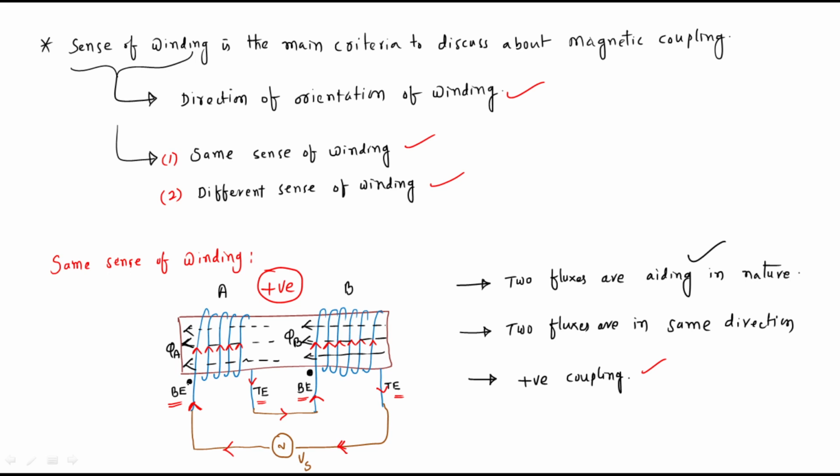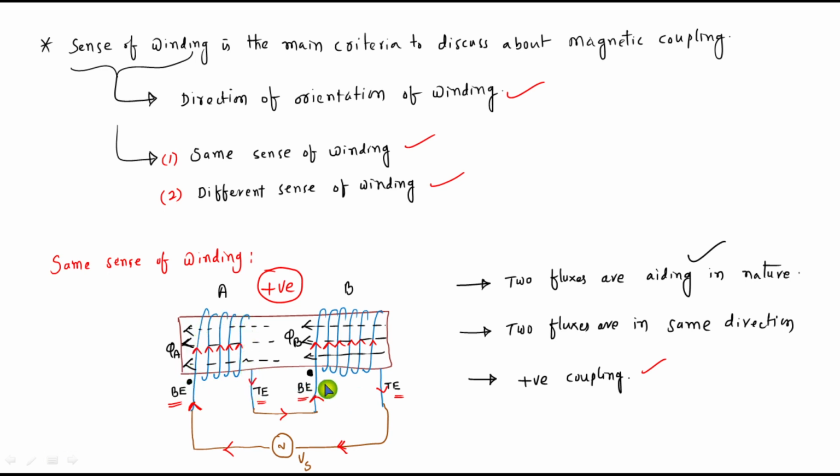At that position I am going to put a dot, here also a dot. Now to detect whether it is positive coupling or a negative coupling in nature, I am going to see the current direction. With respect to coil A, see the current direction, the current is entering at this dot, right?